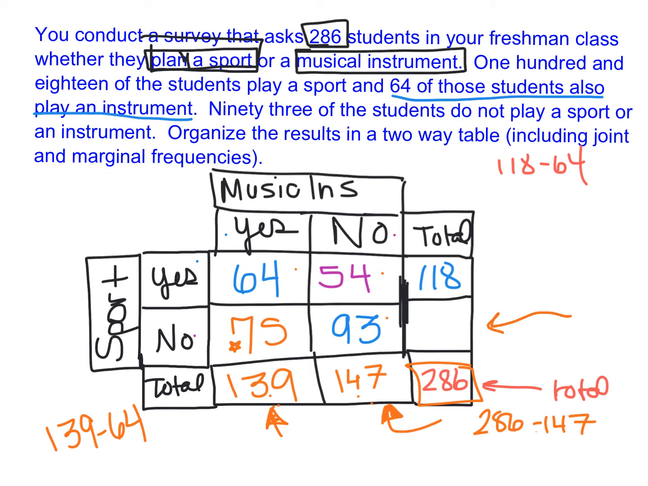I know 75 kids play an instrument and no sport, and then I have 93 kids that aren't involved in either. So if I take 93 plus 75, I end up with 168. Now what's cool there is if I double check, these two numbers right here are going to add up to the 286. So this all comes full circle, and all of those boxes match up and align together so you can fill in all the information, and now we can interpret this in any way that we see fit.